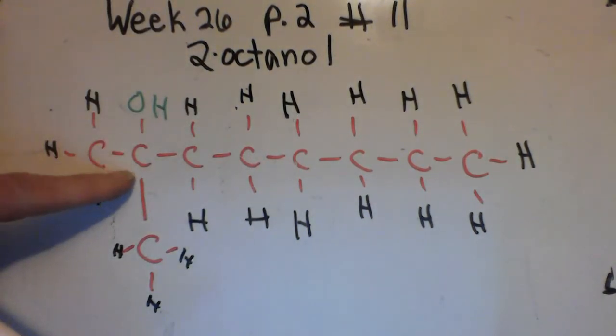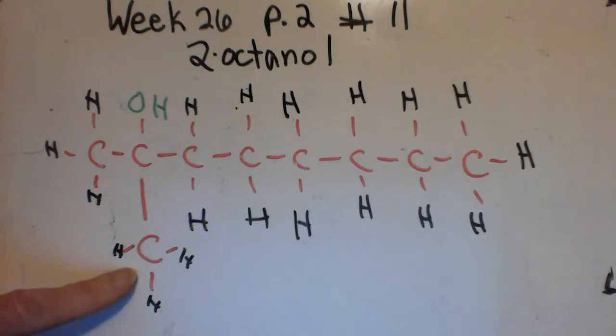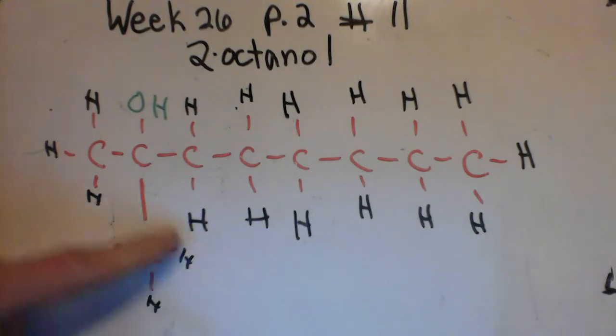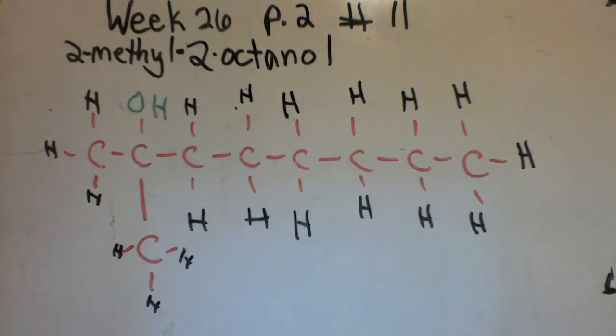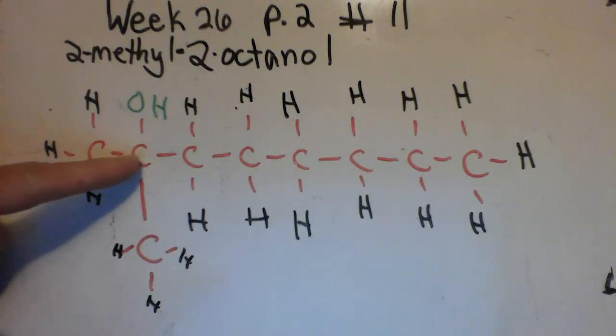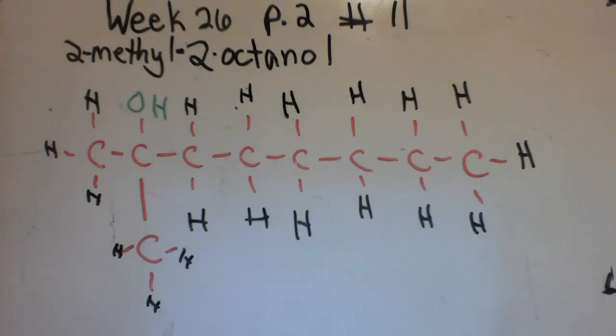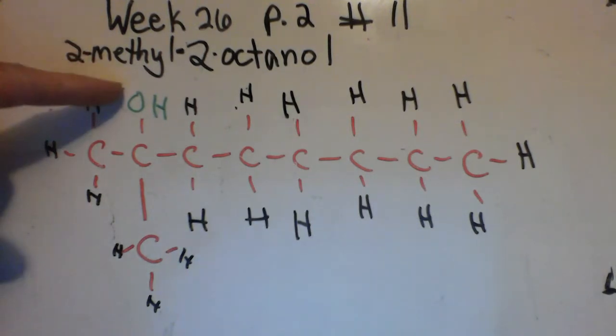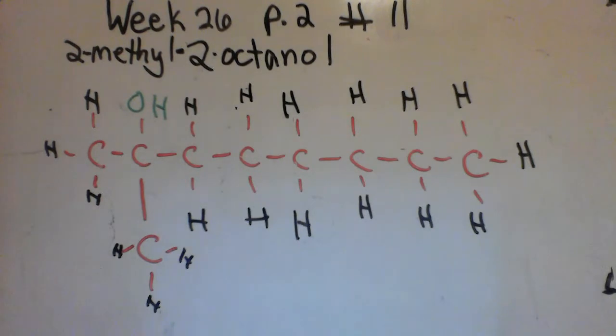And it also has a branch, which is a methyl branch because it has only 1 carbon on the branch. And so the name of this alcohol is 2-methyl, for the fact that the methyl group is at the second carbon. 2-octanol, showing that the hydroxyl group is also at the second carbon.